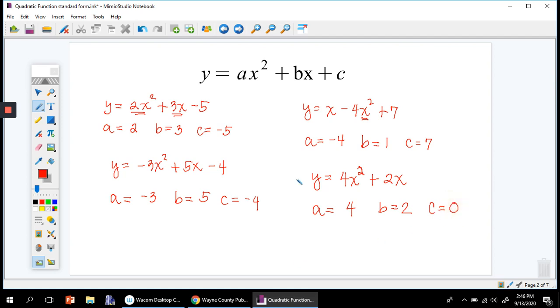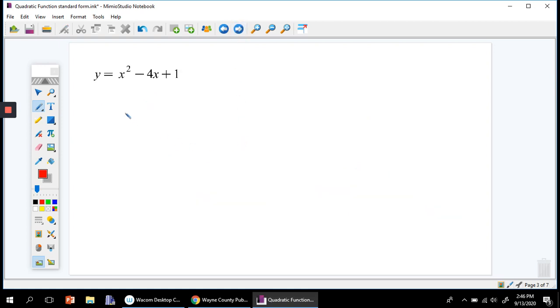Okay, so now that you know how to identify your a, b, and c, let us now solve for the vertex of the quadratic function in standard form. Let's say you have y equals x squared minus 4x plus 1. When you are looking for the vertex, always remember to get first the values of your a, b, and c. So in this function, y equals x squared minus 4x plus 1, what is the value of your a?